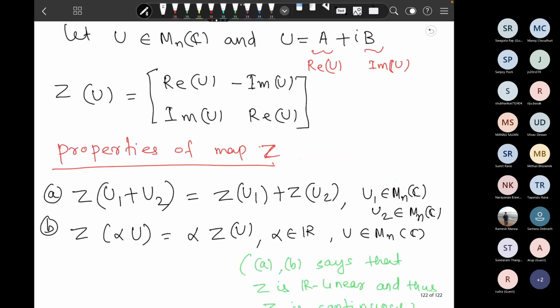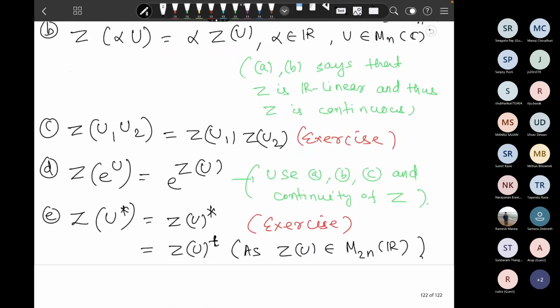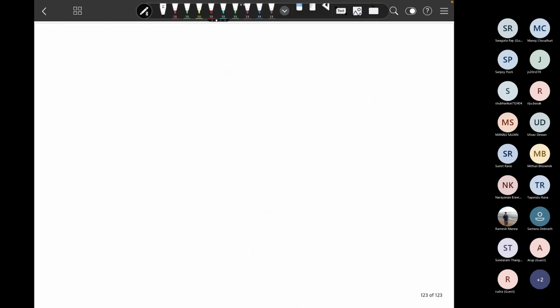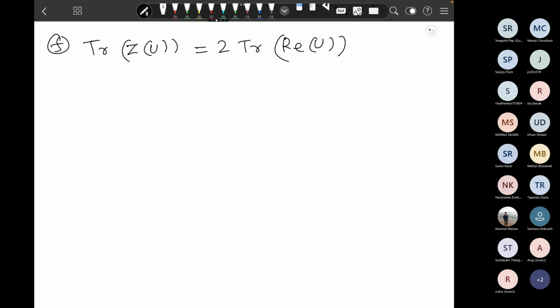Now you look at this matrix. If I take the trace of ZU, what will I get? Twice the trace of the real part of U. This relation will also be important later, so I will make it property F: the trace of ZU is 2 times the trace of the real part of U. Similarly, the last property is very non-trivial and important.